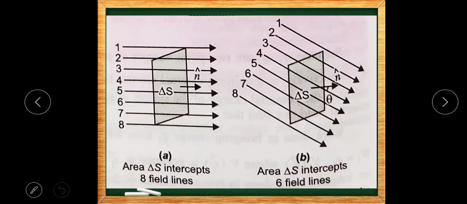Here in the first diagram, electric flux is proportional to E into delta S, because here the area is normal to the direction of the electric field lines.